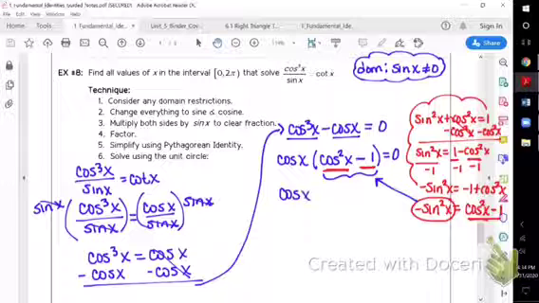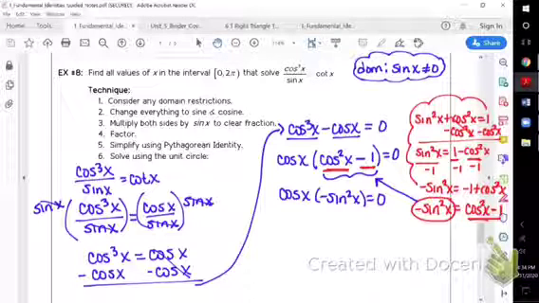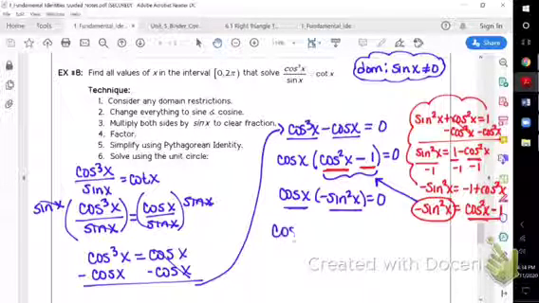So I have cosine of x times negative sine squared of x equals 0. And there's different steps we could take from here, but if nothing else, we know we've got two things being multiplied equal to 0. So I can set them each equal to 0 and solve.